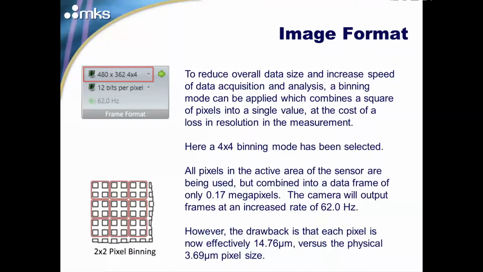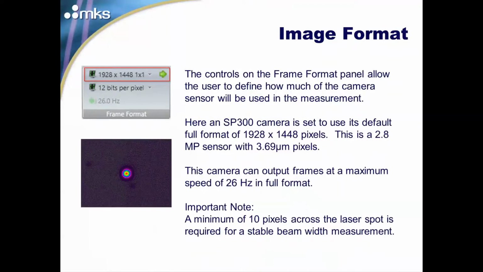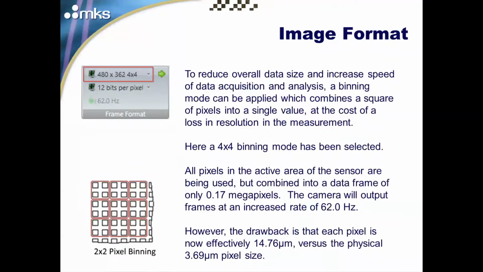And while you may need the physical size of those large formats, you can drastically improve the speed at which you can measure and calculate by applying what's called binning. So in this panel we have the same camera as before, which was 1928 by 1448, but we've set a 4x4 bin. So that means every 4x4 pixels are combined into a single pixel. And this is really great because your data size is drastically reduced.